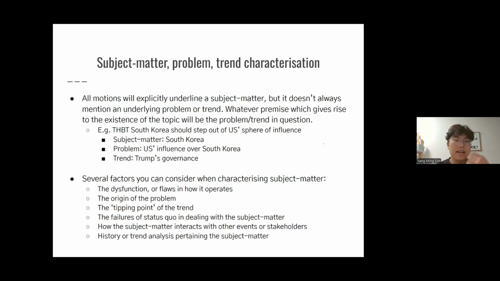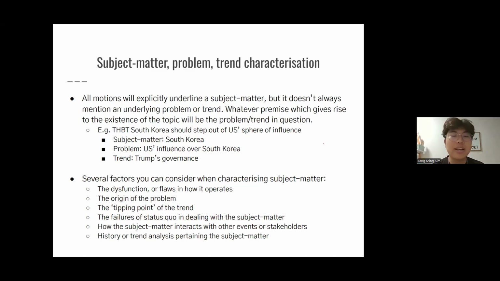There are several factors you can consider when characterizing subject matter. The dysfunctions or flaws in how it operates. What it means is that looking at the current subject matter, like South Korea, what's the dysfunction? Well, the US and South Korea are not getting along. The origin of the problem, explaining the trend. So, why is this the case? Well, Trump's president, or Biden's president, or Kamala Harris is president. There are different origins of different problems.